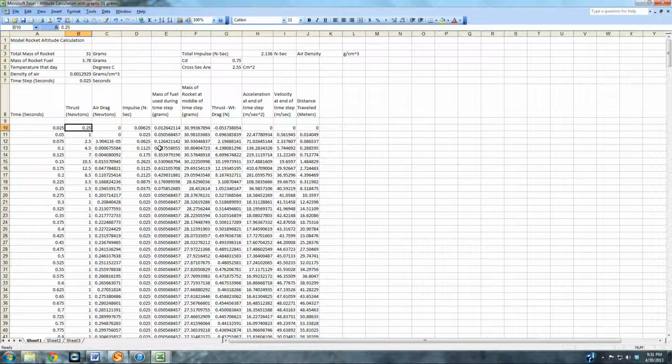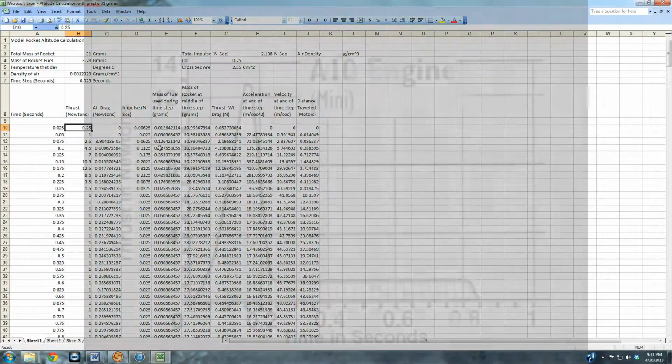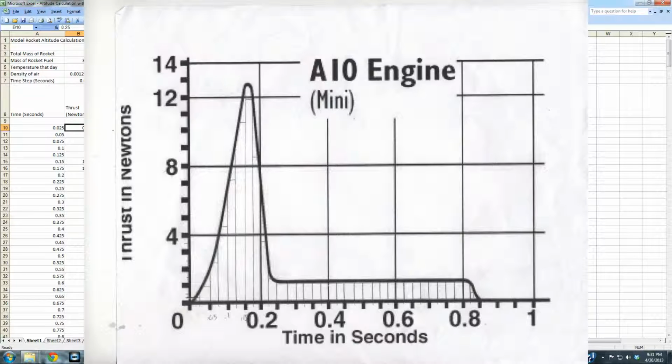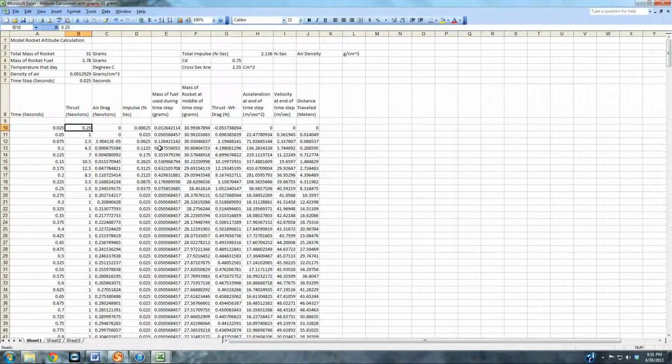First off, you have the thrust in newtons, which we were able to calculate using a thrust curve sheet that we got with the model rocket engine. We're able to take that and divide it into the time steps of 25 thousandths of a second. And after you divide that up, you can find out how many newtons are used in each time step. Next, you have the air drag, which is just the air resistance exerted on the rocket. Next, you have the impulse of the actual rocket engine.